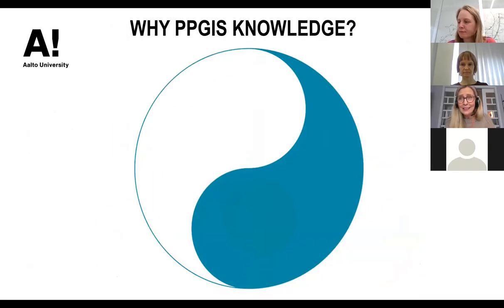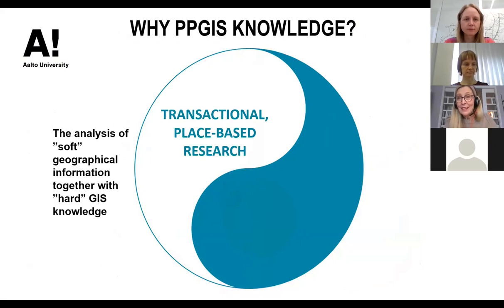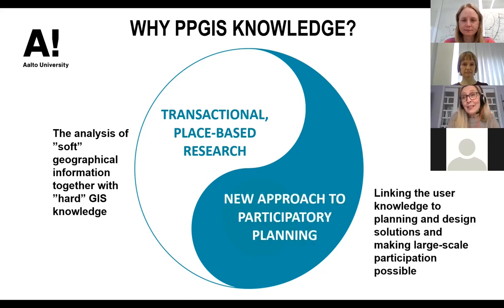And why I thought this kind of methodology would be interesting or useful? Well, I thought that here we would finally be able to do truly transactional place-based research on person-environment relationship, because we could really study the active role, not only of active people in places and spaces, but also the active role of the settings. And this would be possible by studying together these two hard and soft layers of geographic information that we can collect.